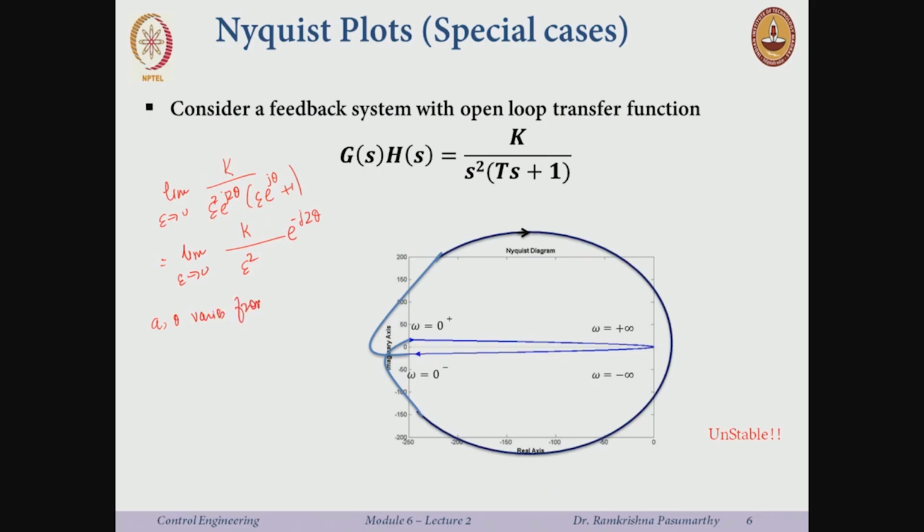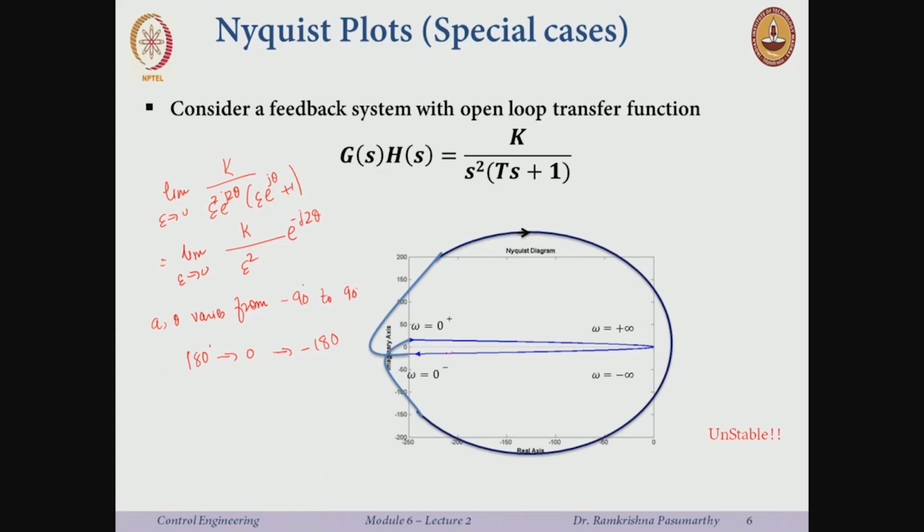varies from minus 90 to plus 90 in the S plane, in the Q S plane, it varies from an angle of 180 degrees to 0 to minus 180. Okay. So, this is what the plot would actually look like.